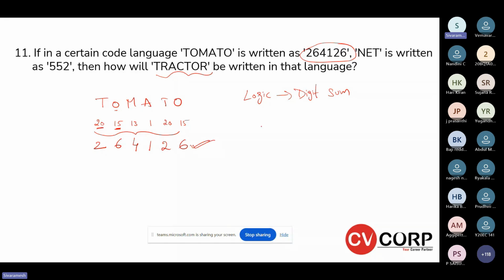Now the question is, they're asking us to find the code. This is a very easy question, and a very easy logic as well. They're asking us, in the same language, what will be the code for tractor.